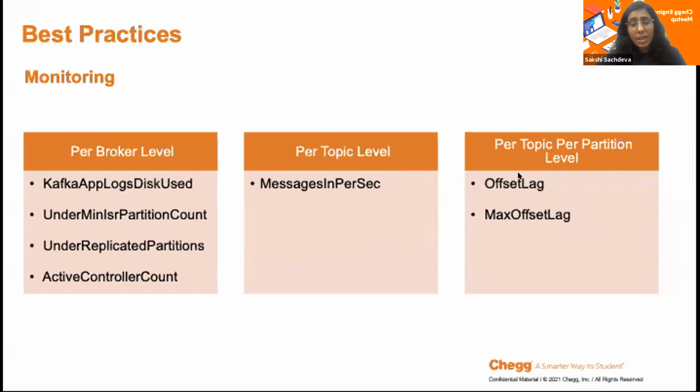Then we have these 2 new metrics. These 2 metrics were introduced recently. These are present per partition level for a consumer group. So offset lag will tell how much consumer lag is there per partition for a consumer, and maximum offset lag will tell the sum of the consumer group lag across partitions. I'll be discussing these 2 in detail in the coming slides.